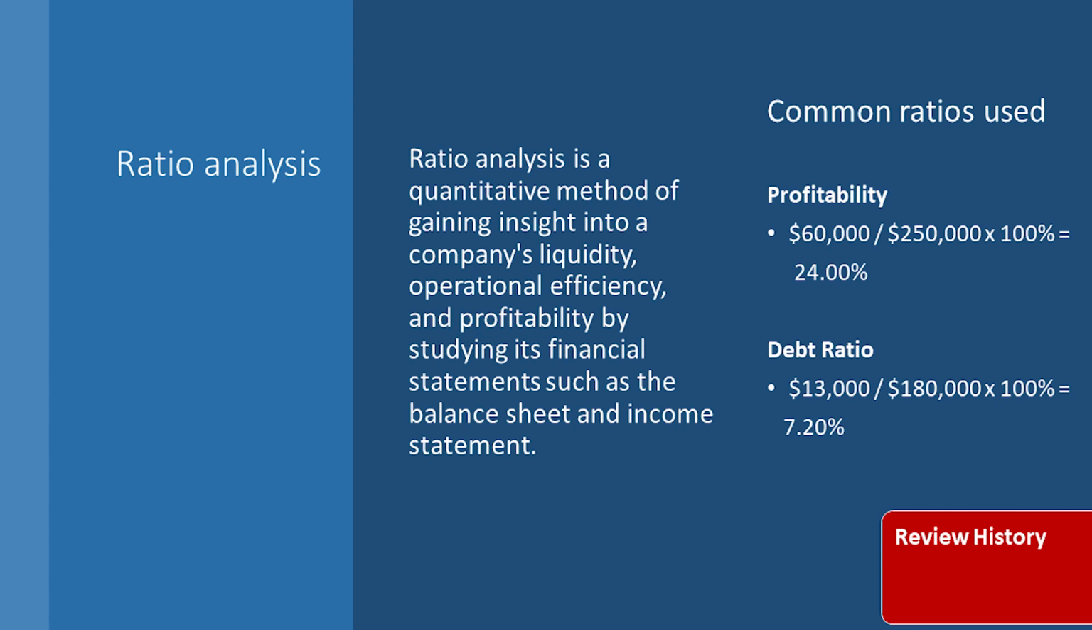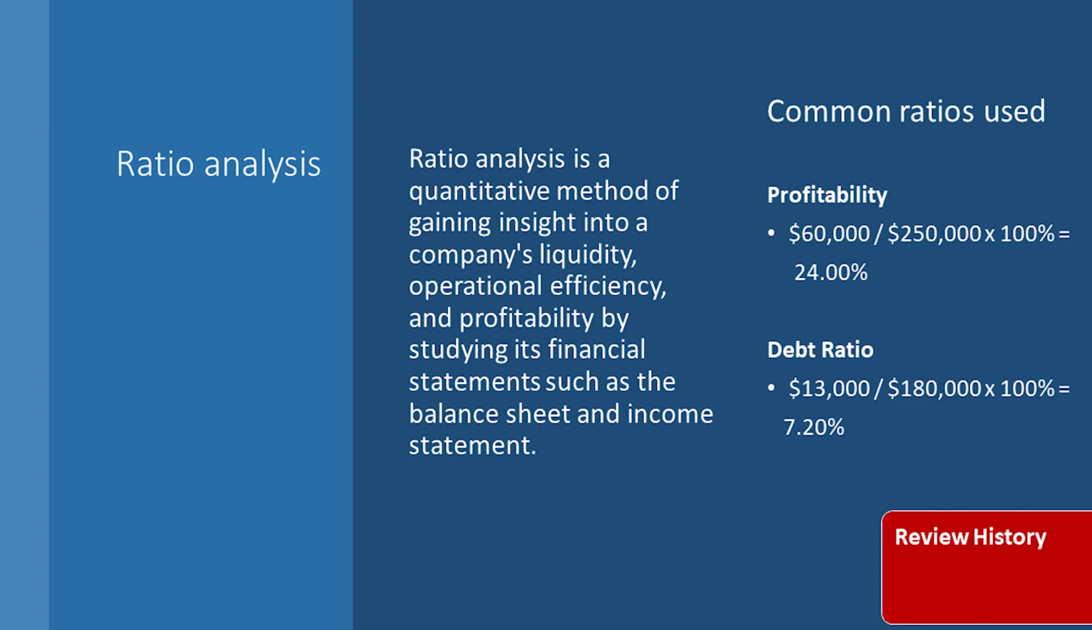I divided by the revenues for that year. In this case, it's 2022, $250,000. So 60,000 divided by 250,000 gives me 0.24. I multiply it by 100%, and it tells me that I was 24% profitable. My profit margin in this case was 24% for that year. That's a very high profit margin for a retailer. That's doing very, very well.